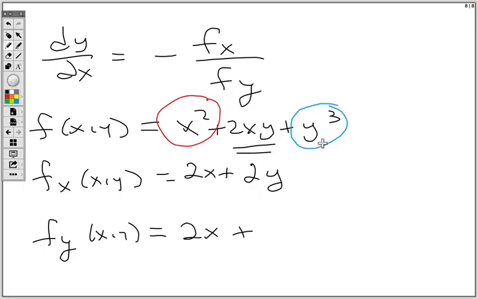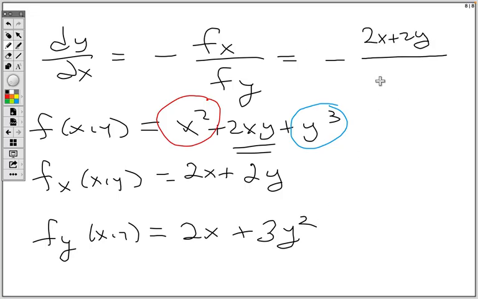And then the derivative of y cubed with respect to y would be the usual 3y squared. And so if I wanted to put this together, I would have minus. The numerator would be the 2x plus 2y. The denominator would be the 2x plus 3y squared. Boom, there's dy dx. Okay.